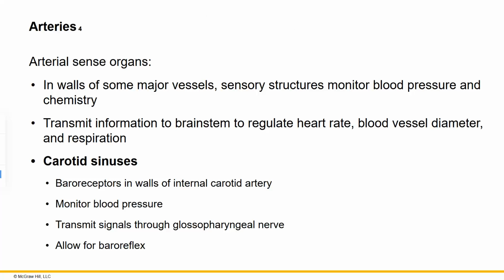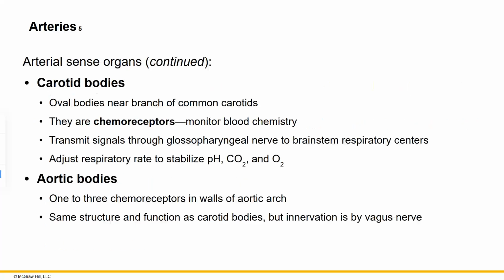They monitor blood pressure and chemistry, and transmit information to the brainstem to regulate heart rate, blood vessel diameter, and respiration. The carotid sinuses have baroreceptors in the walls of the internal carotid artery. They monitor blood pressure, transmit signals through the glossopharyngeal nerve, and allow for the baroreflex.